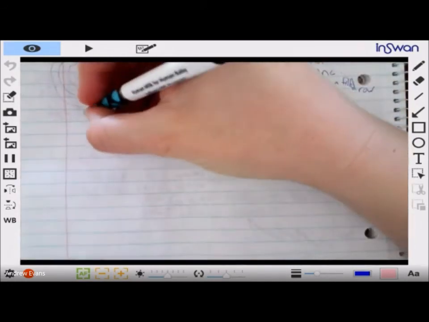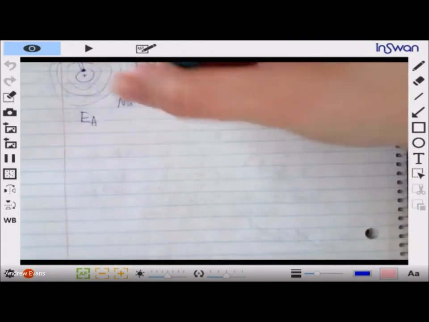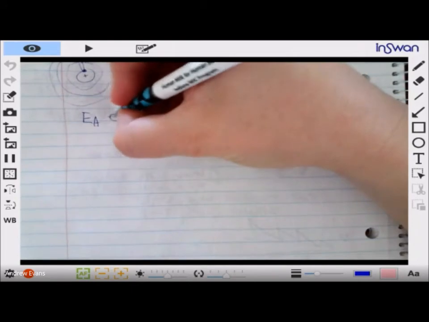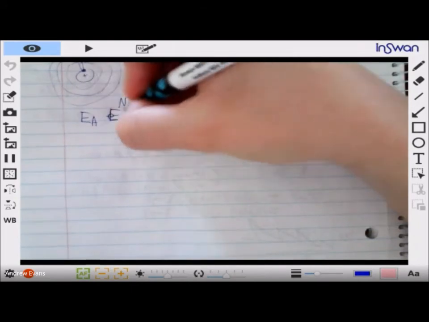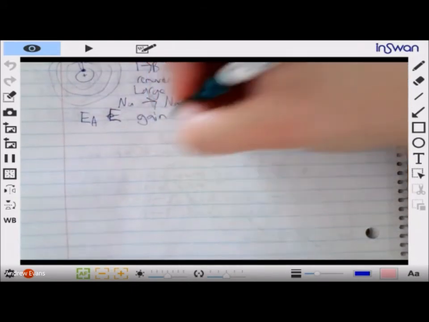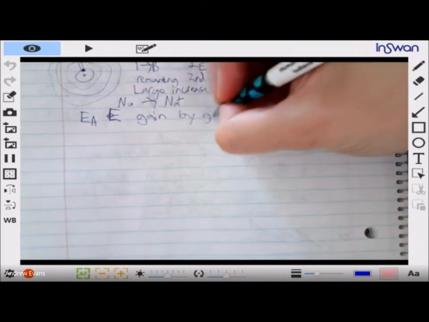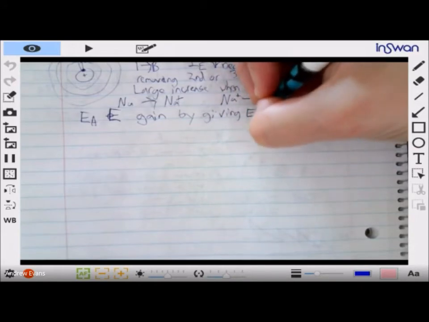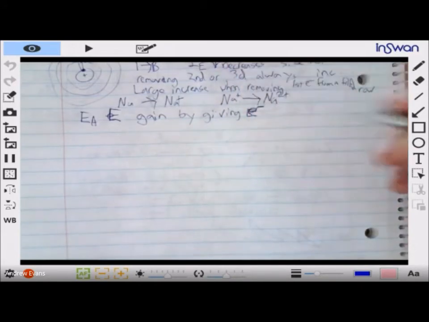Now the last trend is our electron affinity. Electron affinity is the energy gained by giving an electron. Giving an electron. This is essentially the opposite of ionization energy. Instead of removing an electron, we're putting an electron in.